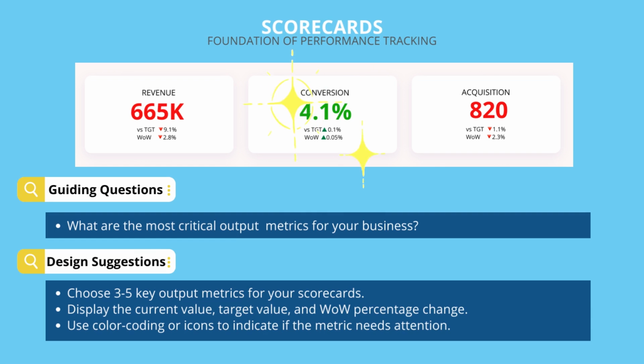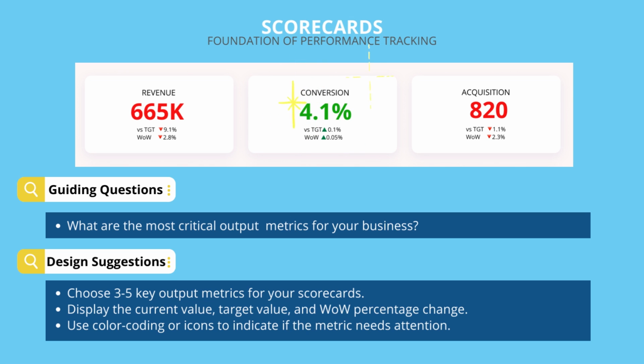Let's start with scorecards. These provide a summary of the most crucial output metrics for your company, offering a high-level snapshot of its health. Scorecards are typically placed at the top of a dashboard to set the context for the rest of the elements. It's essential to track your output metrics against target values. Targets help measure progress and identify areas needing improvement. By comparing your current performance to established goals, you can quickly determine if your business is on track or if adjustments are needed.